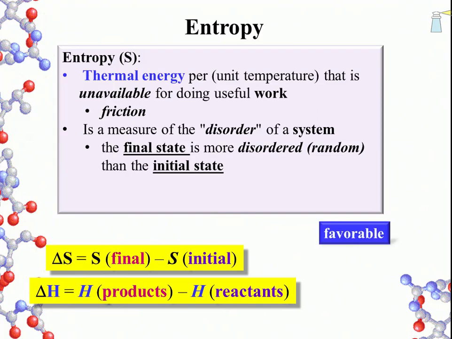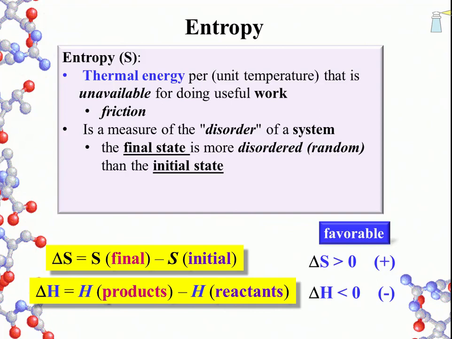These are related to spontaneous and non-spontaneous. As we just reviewed, delta H is favorable when the change in energy is less than zero, when it is negative. That is exothermic. Delta S, however, is favorable when the change in disorder is greater than zero, when it is positive. The reason a positive delta S is favorable has to do with how entropy is defined. It is defined as disorder. It is favorable for a system to become more disordered.